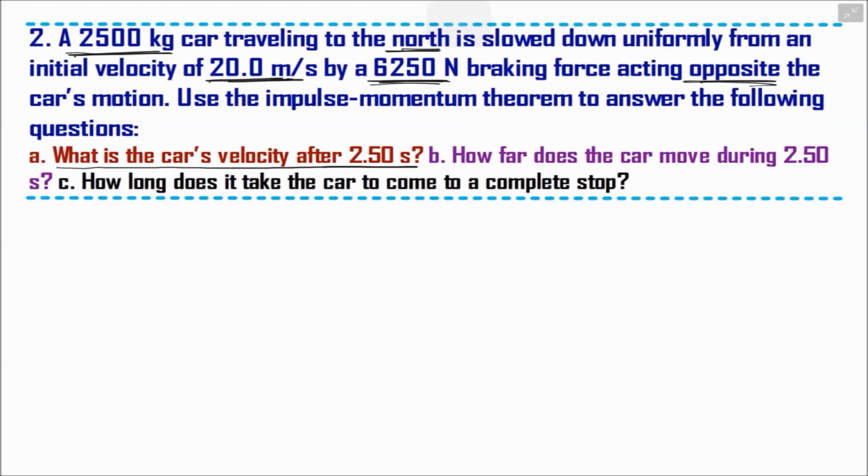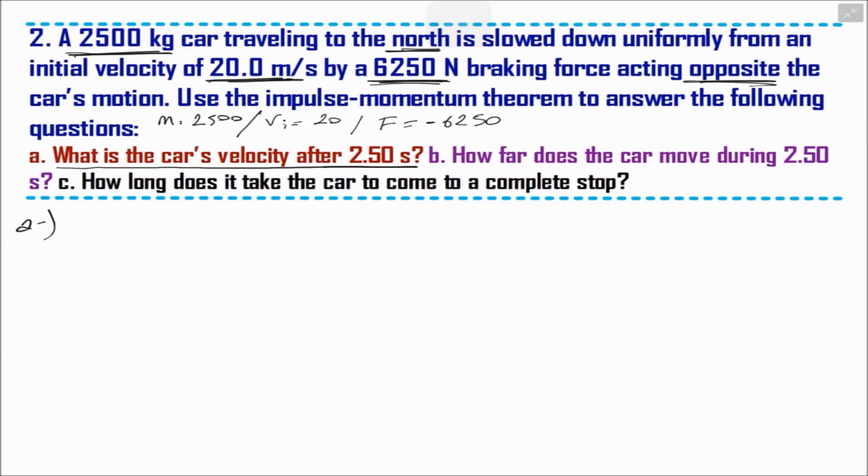So first of all, mass of the car is 2500 kilograms, and initial velocity is 20 meters per second. What is the direction of it? North, so it is positive. And the force here is given as 6250, but that force will be negative because it's acting in the opposite direction. So at part A, it says, what is the car's velocity after 2.5 seconds?